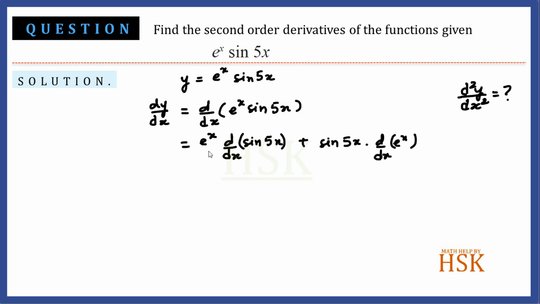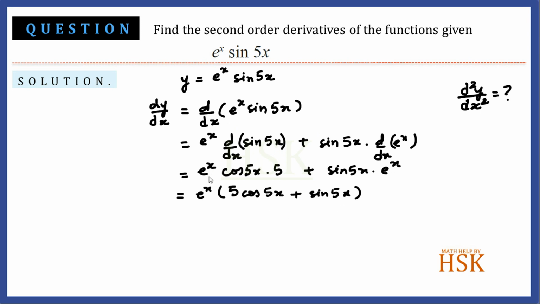So dy by dx is equal to d by dx of e to the power of x into sine of 5x. So this would be equal to e to the power of x into d by dx of sine of 5x plus sine of 5x into d by dx of e to the power of x. So we have applied here product rule, first function into differentiation of second function plus second function into differentiation of first function. So d by dx of sine of 5x would be equal to cos of 5x into 5, and d by dx of e to the power of x is e to the power of x. And on taking e to the power of x common from both these terms, I am going to get e to the power of x into 5 cos of 5x plus sine of 5x.